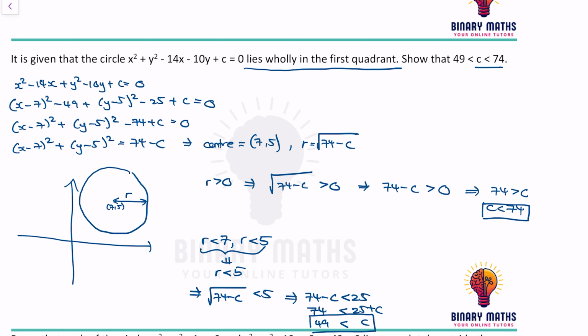Now, if we combine the two inequalities together, if we put them together, then I get 49 is less than c, which is less than 74, which is the final answer that we want.